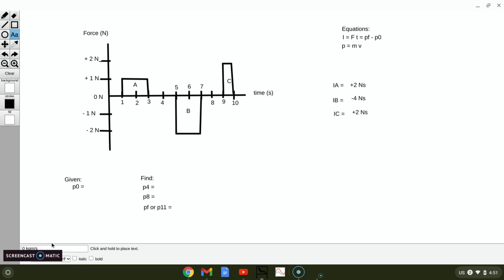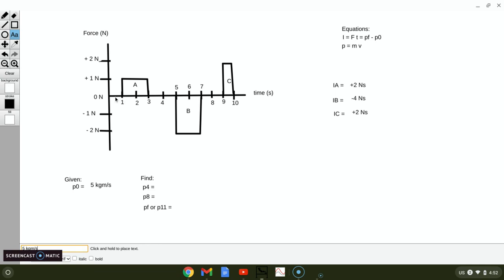Let's say our initial momentum this time is, let's start with 5 kilogram meters per second. Okay, so given that the initial momentum right here is 5 kilogram meters per second, find P4, P8, and the final momentum. Go ahead and hit pause now, figure that out, and then resume, and I'll go through the answers.